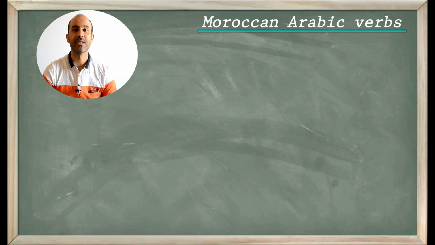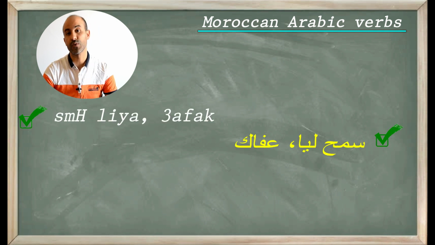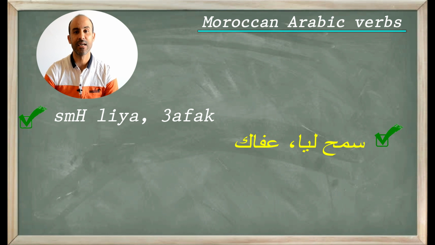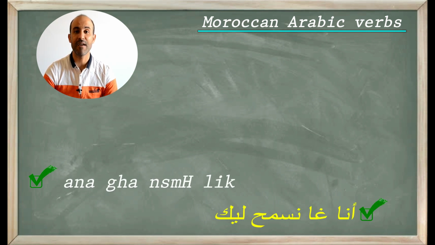سمحو. Great. So let's see 2 sentences or 2 phrases where we can use the verb. The famous one is سمح لي, which is excuse me. سمح لي عفاك. Excuse me please.